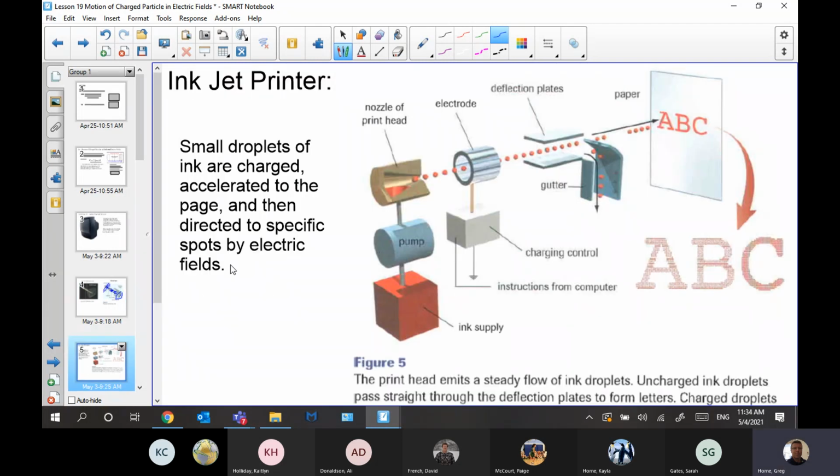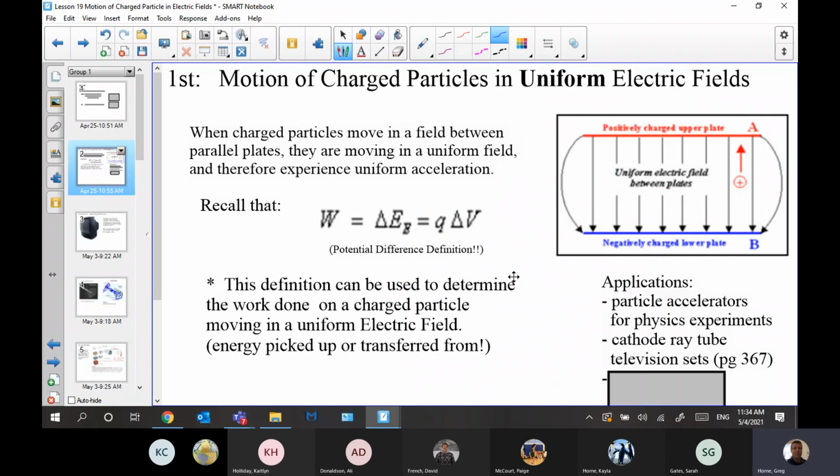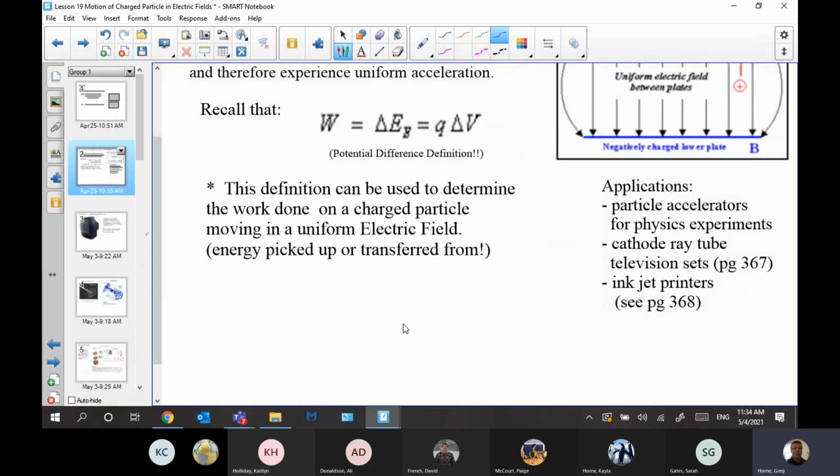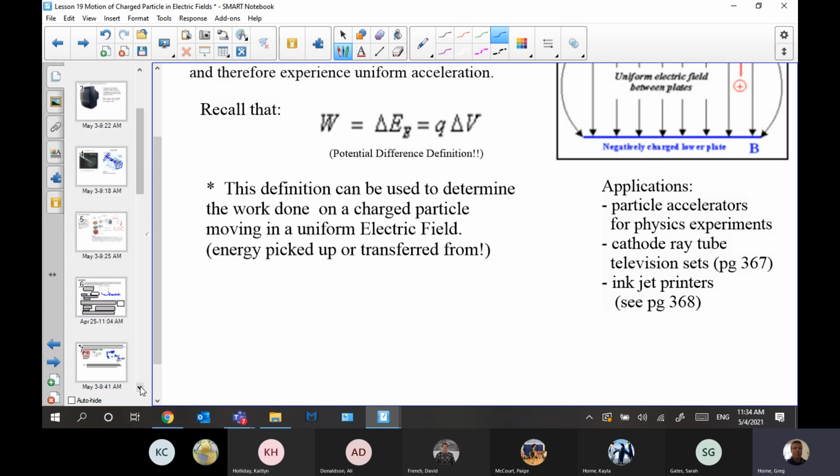An inkjet printer maybe you've had as well. They're not as common anymore. Most people use laser printers. But with inkjets, little droplets of ink get charged, and then you deflect them up or down, and left or right, and you aim little ink droplets at a page, and you get the letters of what you're trying to print out. Okay, so those are two examples of applications of parallel plates in electric fields, and how we use them. We use the fact that we can change the direction of the charges.